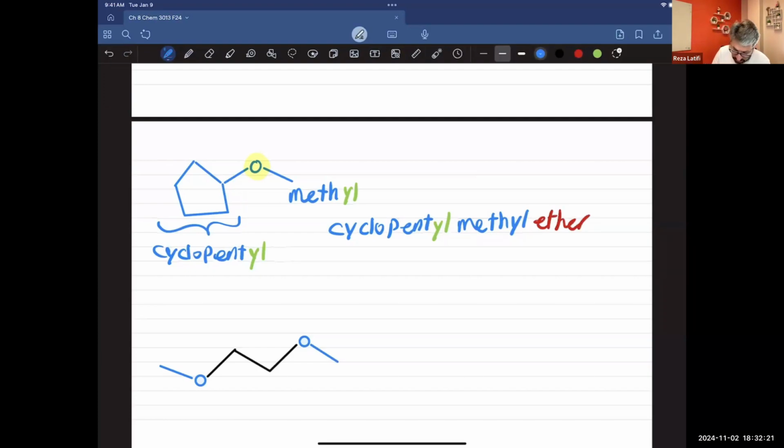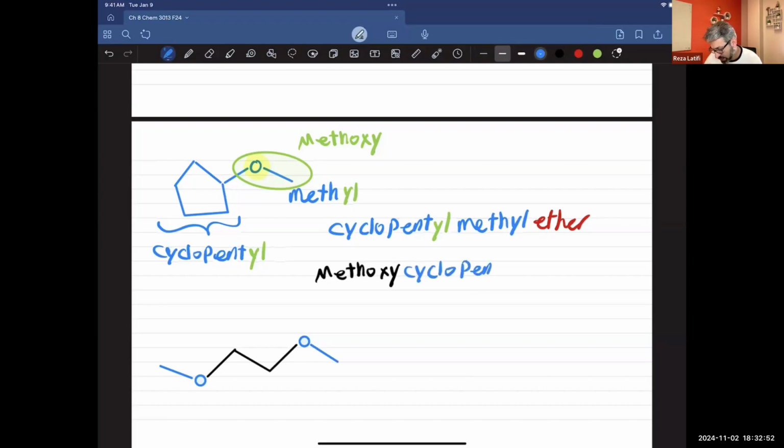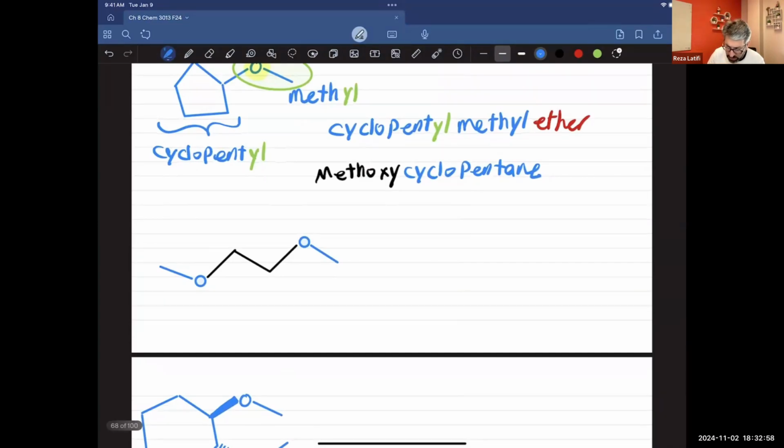Another way to name it is to treat this entire group as one substituent. In that case, we have methoxy, a methoxy substituent attached to the cyclopentane. So it will be methoxycyclopentane. That's the second way to name it, so we got two names for the same compound.